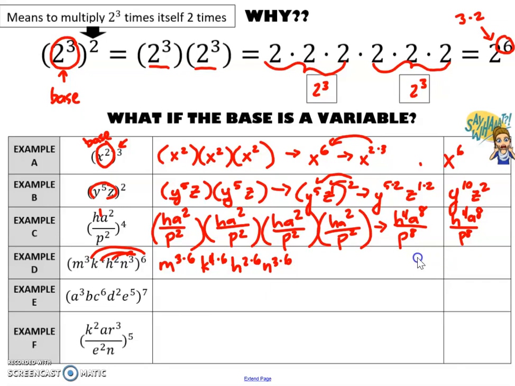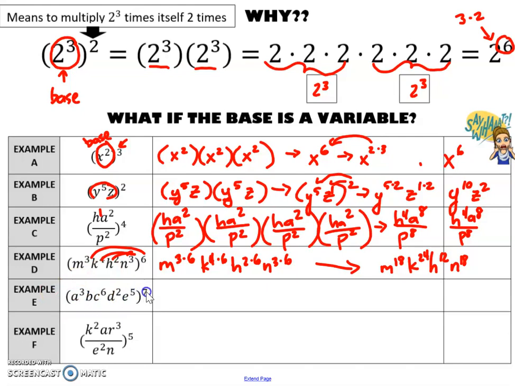All right, so then this would give me, I'm going to start it over here because that box looks a little small. So I'm going to have m to the 18th. I have k to the 24th, h to the 12th, and n to the 18th. Okay, so that is my final simplification. Okay, let's do it again.